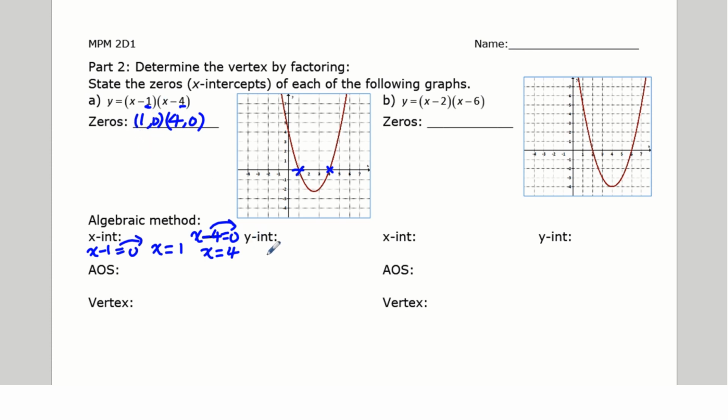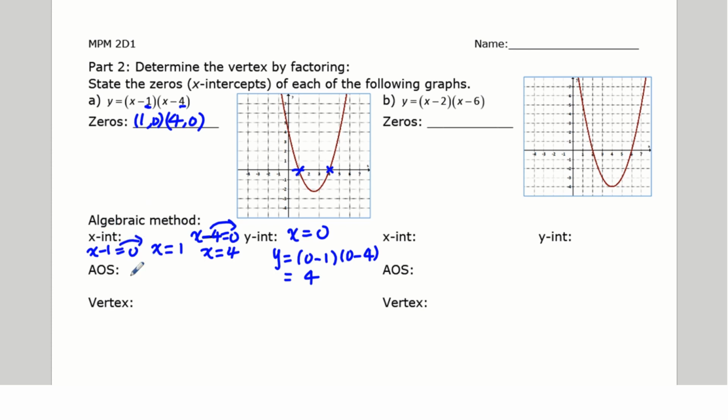And for the y-intercept, how to find y-intercept is on the y-axis, x equals 0. Then we sub in, you are going to have y equals 0 minus 1 times 0 minus 4. Then you will have positive 4.